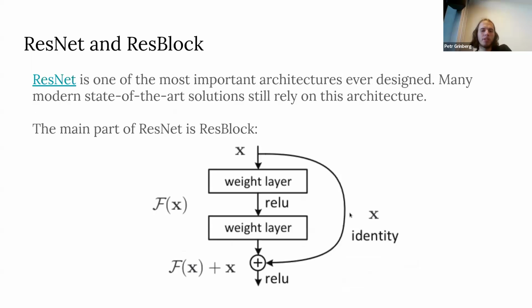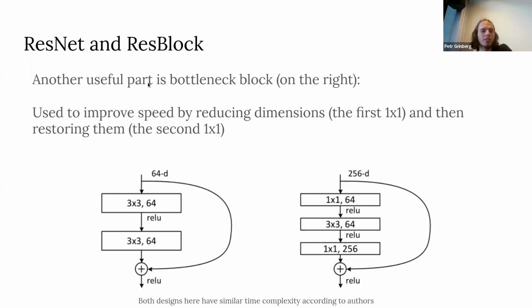Sometimes here it can be something instead of identity. We'll cover this in the code. I hope you will have enough time for it. But yeah, original ResNet does identity function. Another useful part of ResNet is the bottleneck on the right here. It is used to also improve speed and reduce memory consumption.